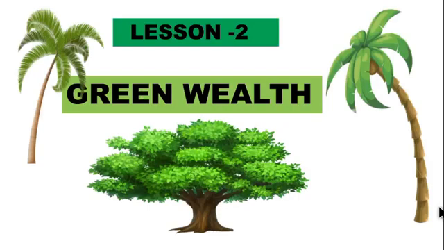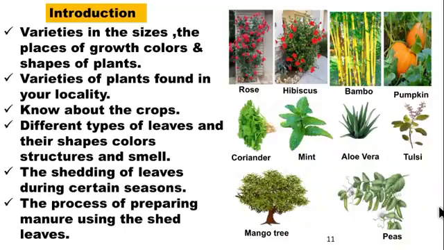Today we are going to start our second lesson. The name is Green Wealth. What is the name? Green Wealth. So children, in this lesson we are going to learn varieties in the sizes of plants, place of growth, colors, shapes of plants, and varieties of plants found in our locality, know about the crops, leaves and their shapes, colors, structures and smell, shedding of leaves during certain seasons, the process of preparing manure using the shed leaves.